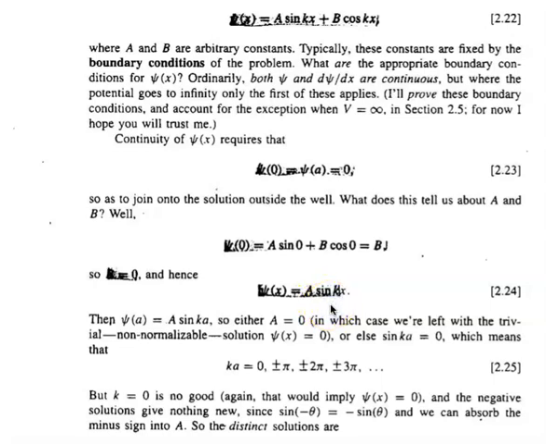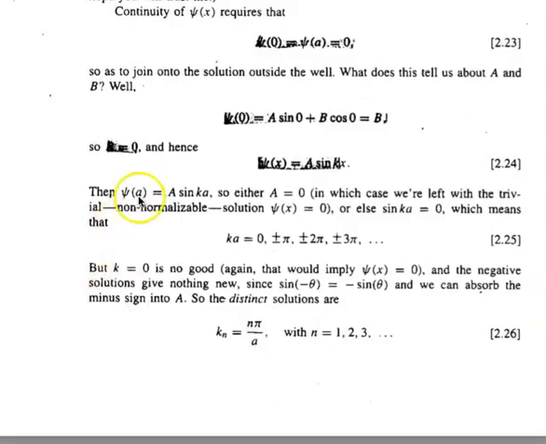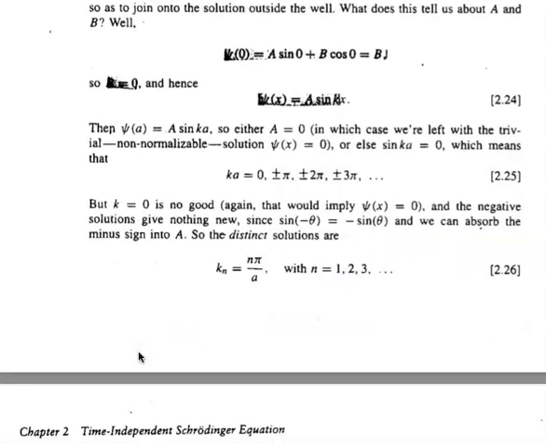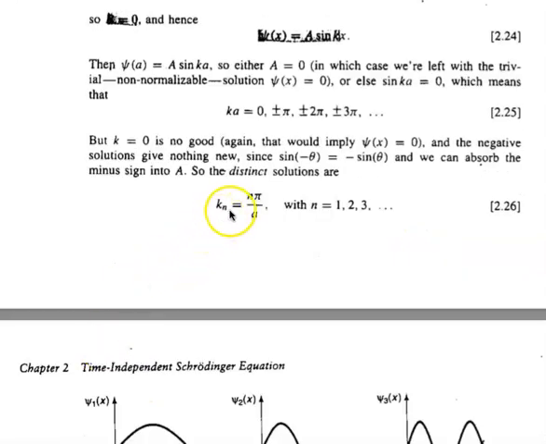Now, how can you make this equal to 0 at x equals lowercase a? Because notice if you put x equals lowercase a, then psi of a is equal to capital A sine of ka. How can this quantity be 0? It is that ka can be 0, plus or minus pi, plus or minus 2 pi, plus or minus 3 pi, etc. Therefore, k takes on specific values. K, we call it kn, is n pi over a.